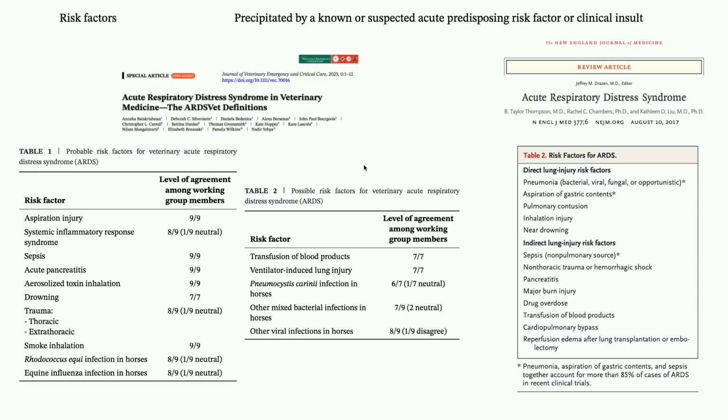On the very right of this slide is a list of risk factors from human medicine, and you can see that there is a lot of overlap here. And I like this table because it does really directly separate them into those direct lung injury or intrapulmonary diseases versus the indirect lung injury or extrapulmonary diseases. And you can see in human medicine, there's very much the same sorts of underlying risk factors in both of those categories.